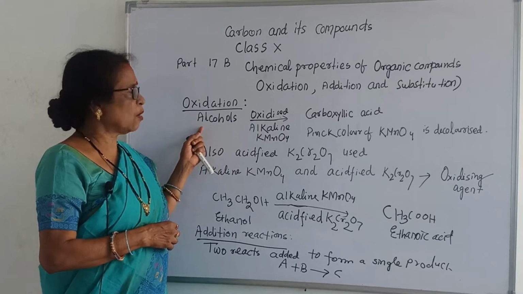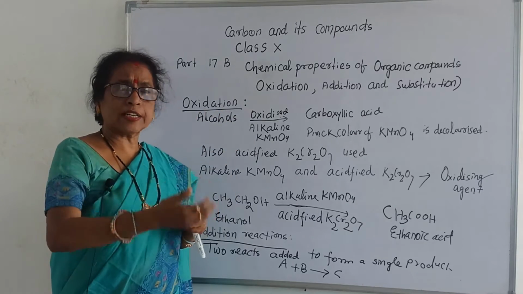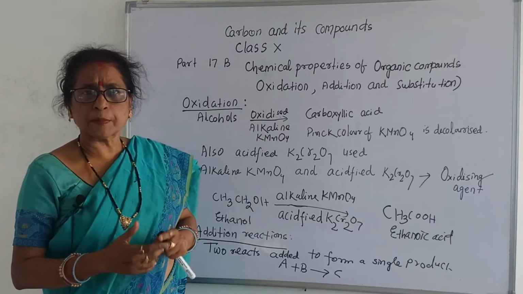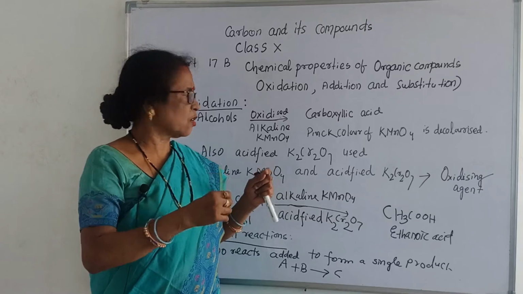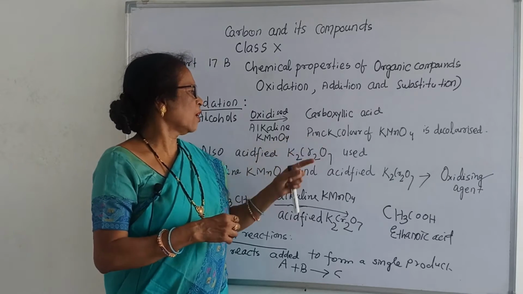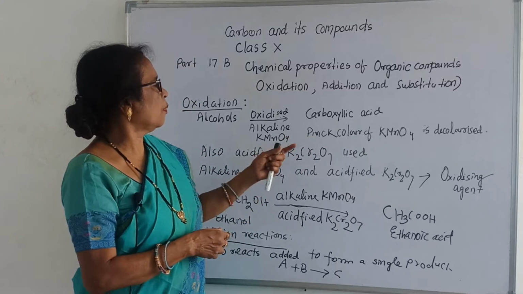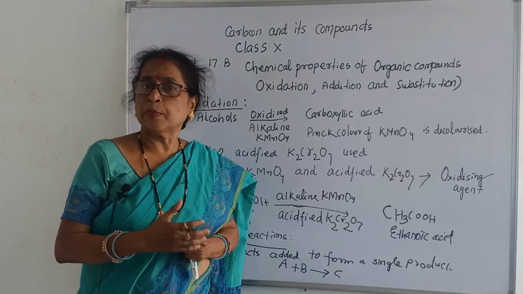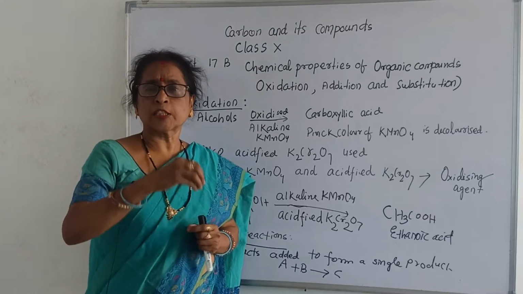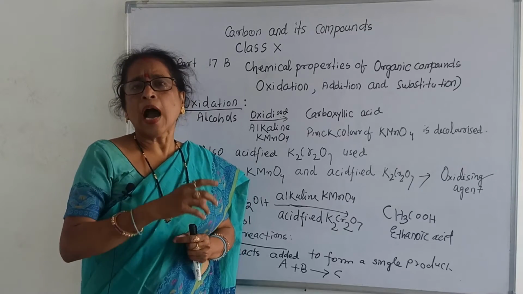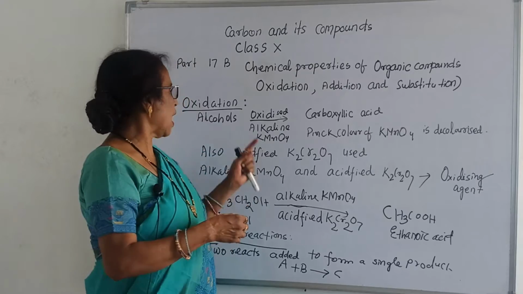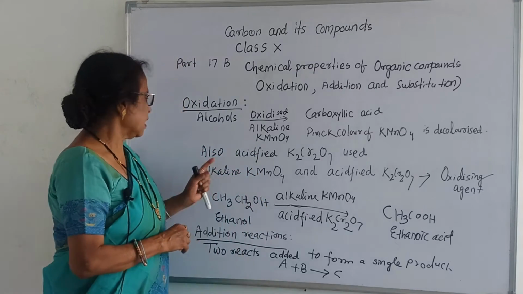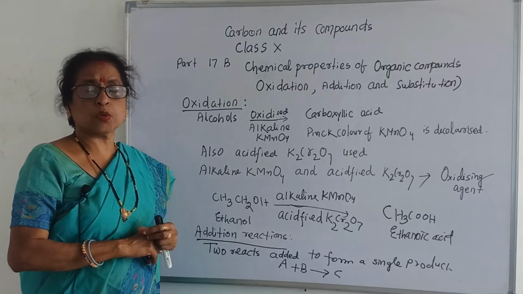Alcohol, an organic compound, is oxidized with the help of what reagent? That is alkaline KMnO4. What is KMnO4? Potassium permanganate. Alkaline means you add a little alcohol here. Then the pink color of KMnO4 is decolorized. Actually the color of KMnO4 is pink. When you add alcohol to this pink alkaline KMnO4, what happens? The pink color gradually discharges.